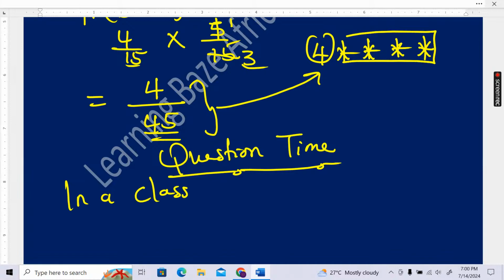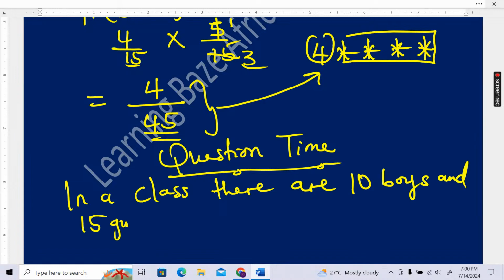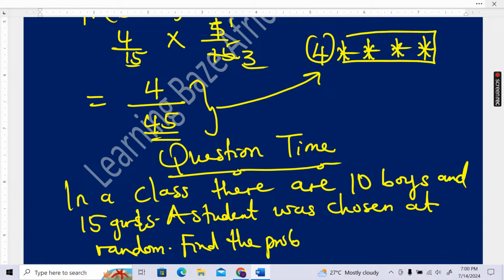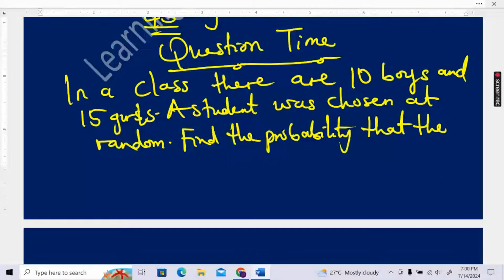In a class, there are 10 boys and 15 girls. A student was chosen at random. Find the probability that the student is not a boy.